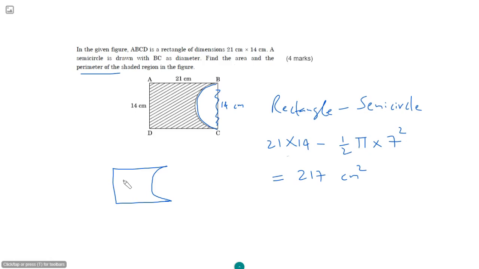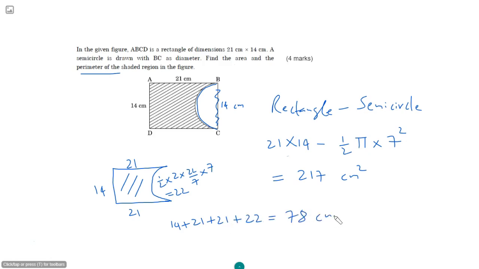The shaded region has been redrawn here, and its sides are 21, 14, 21 again, and the length of this semicircle. So the length of this semicircle is going to be half of 2 pi r, half of 2 into 22 by 7, r is 7, which is going to be 22. So you have the perimeter as 14 plus 21 plus 21 plus 22, which is 78 centimeters. And those were the questions from 2017.